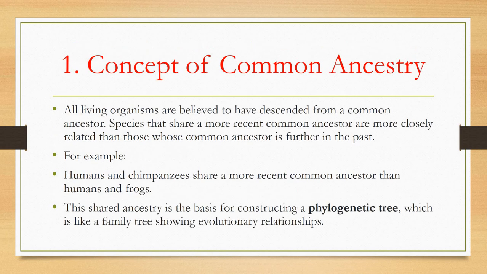Number 1. Concept of common ancestry. All living organisms are believed to have descended from a common ancestor. Species that share a more recent common ancestor are more closely related than those whose common ancestor is further in the past. For example, humans and chimpanzees share a more recent common ancestor than humans and frogs. This shared ancestry is the basis for constructing a phylogenetic tree, which is like a family tree showing evolutionary relationships.